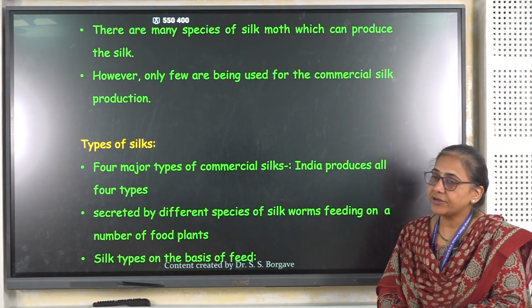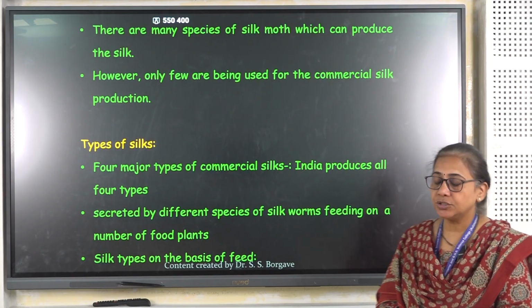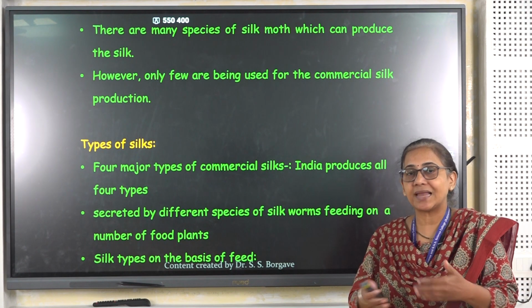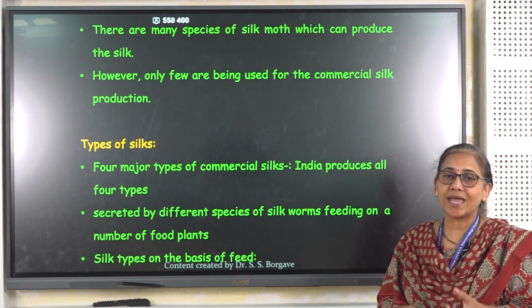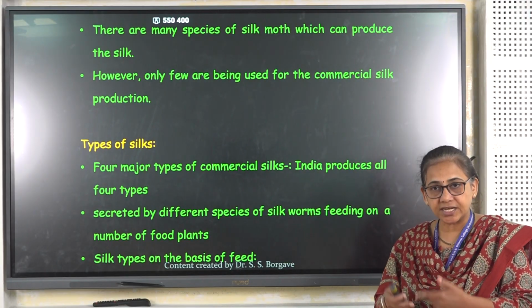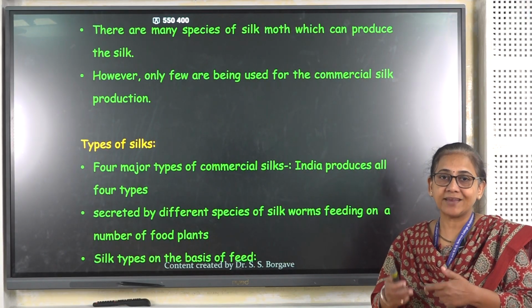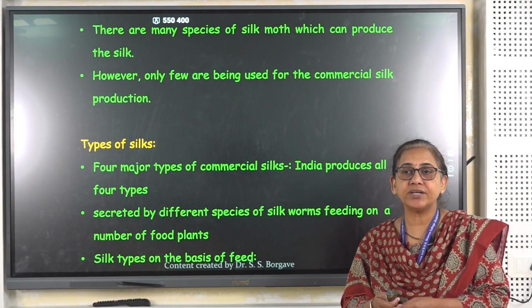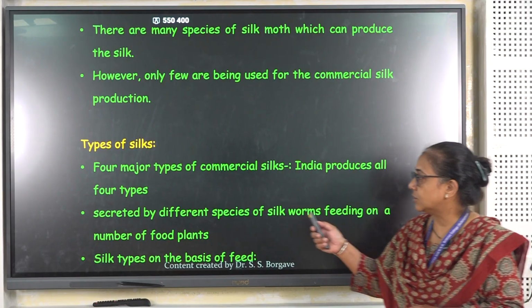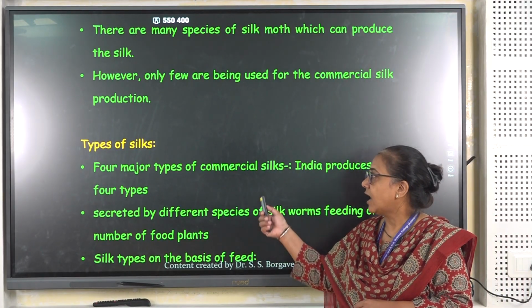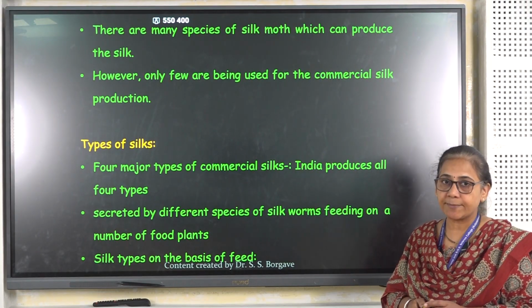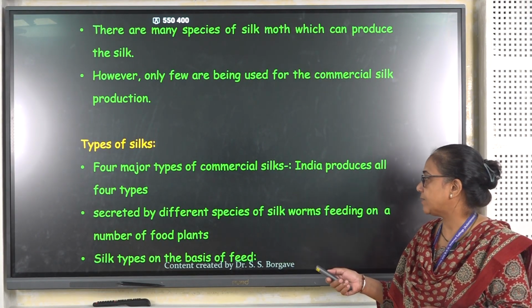There are many different types of silk moths which produce silk as a part of their life cycle, but only a few can be reared for economic purposes, because the quality of silk thread and the care and investment that one needs to put in for rearing those animals differs. The types of silk moths that are reared are mainly of four major types. In India, all the four types are reared for economic purposes.